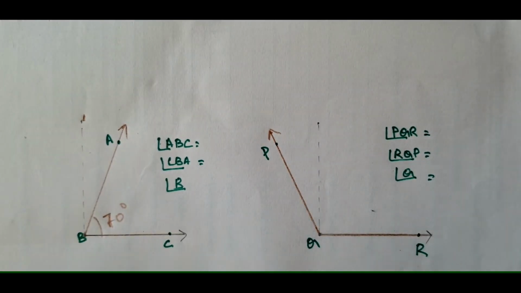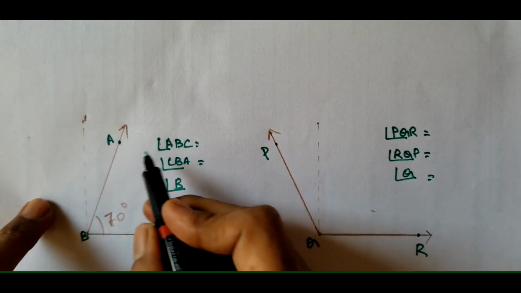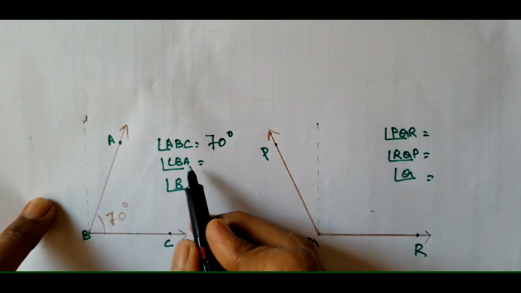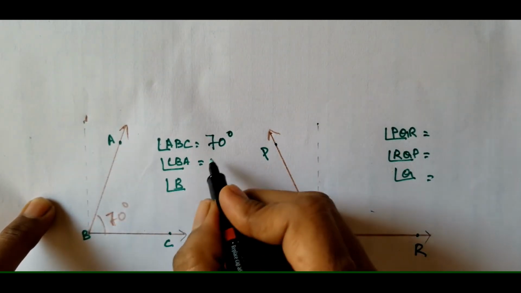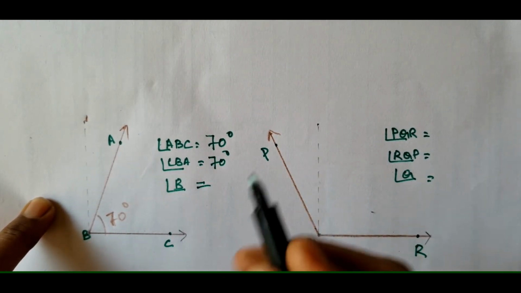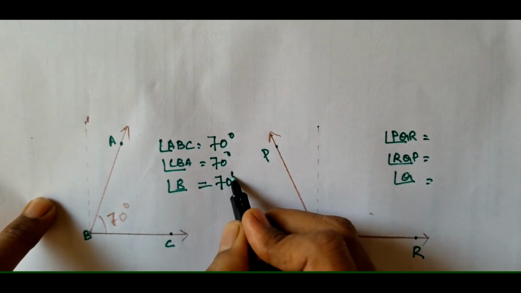Now there are three ways of writing the angle. Either you can write angle ABC 70 degrees or CBA 70 degrees. Vertex should come in the middle, or simply write angle B, that is the vertex, is equal to 70 degrees.